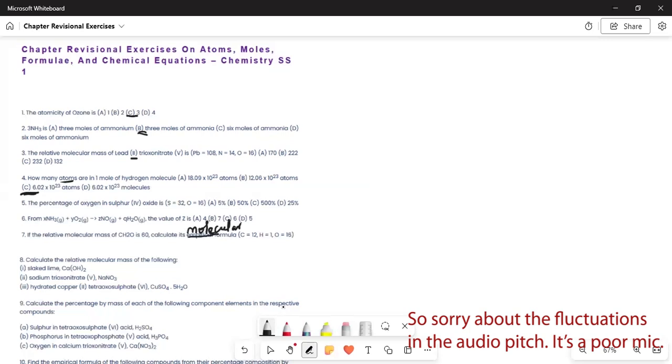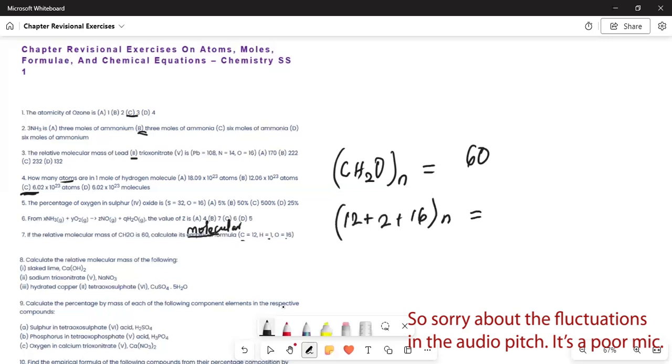Okay, now molecular formula: empirical formula multiplied by a multiple n is equal to the relative molecular mass. Expressing each of these in terms of their relative atomic mass, carbon is 12, hydrogen 1, oxygen is 16. So 12 plus 2, hydrogen is 1 but there are 2 atoms there, plus 16, times this n, equal to 60. 12 plus 2 is 14. 14 plus 16 is 30. So 30n equal to 60. n equal to 60 over 30, which is 2.